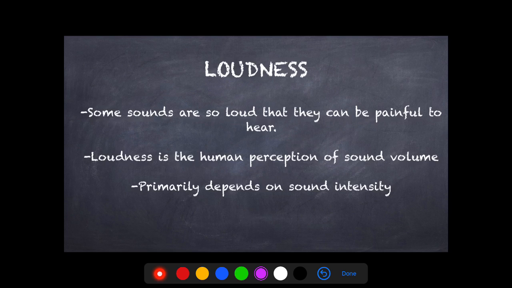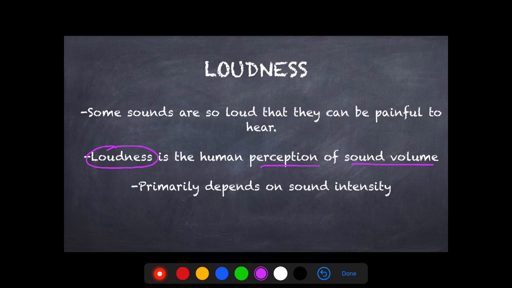So now let's talk about loudness. Some sounds are super loud and they can be pretty hard to hear and hurt when you hear them, whether it's super high pitched or just super duper loud. If you've ever been to a concert and you go closer to the stage, for me, my ears are sensitive, so it really hurts. Or if you've ever heard feedback or something that's super high pitched, that can hurt your ears as well.